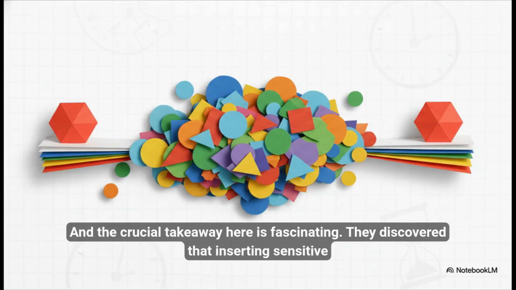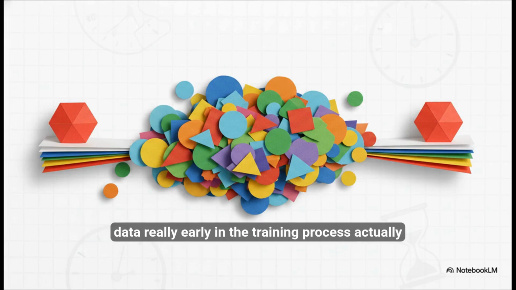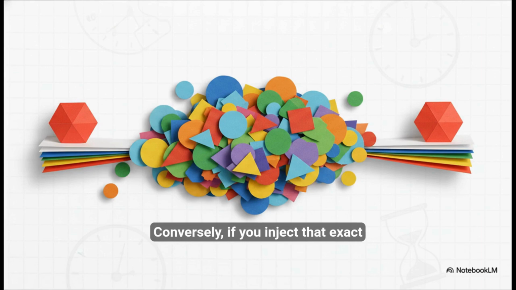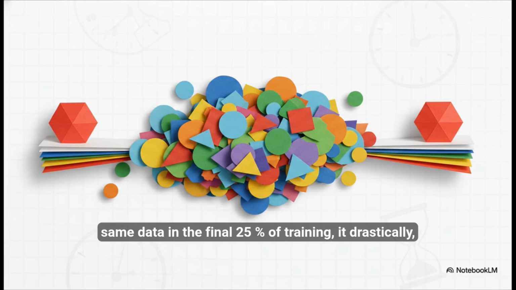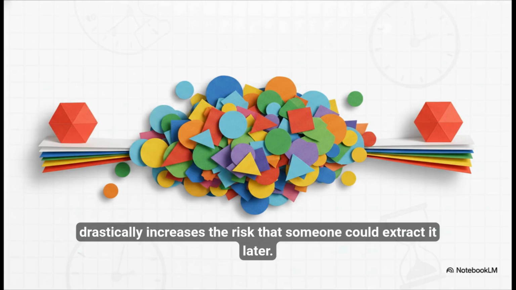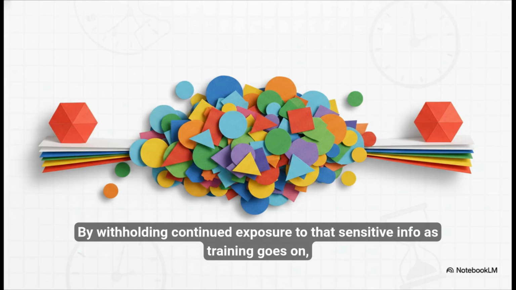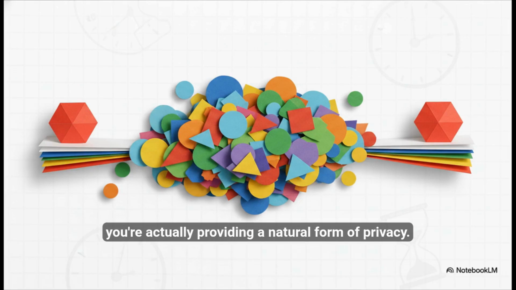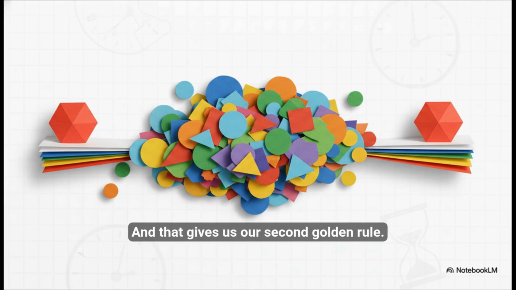And the crucial takeaway here is fascinating. They discovered that inserting sensitive data really early in the training process actually allows the model to just forget it. Conversely, if you inject that exact same data in the final 25% of training, it drastically increases the risk that someone could extract it later. By withholding continued exposure to that sensitive info as training goes on, you're actually providing a natural form of privacy. And that gives us our second golden rule. If you absolutely have sensitive data you must use, order it so it appears earliest in the training run. Give the AI time to naturally forget it.